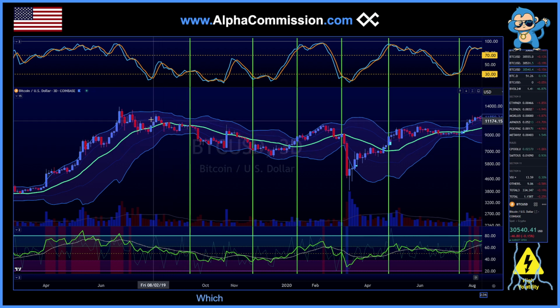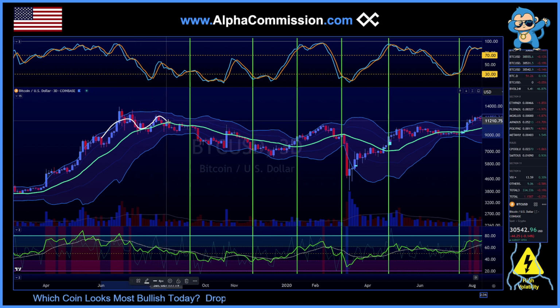And here we go. We're just kind of testing that midline. Looks like we're getting embedded. See, we were previously embedded above it. And then we flipped it and we got embedded below it.